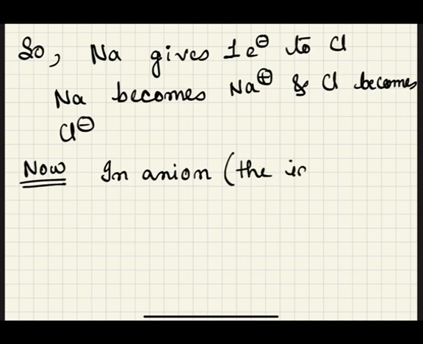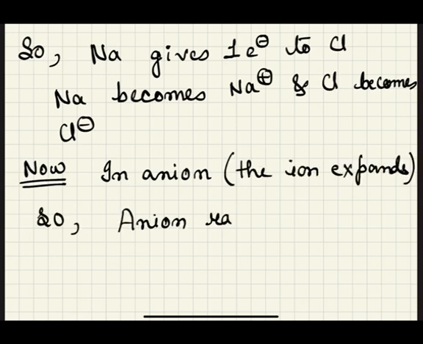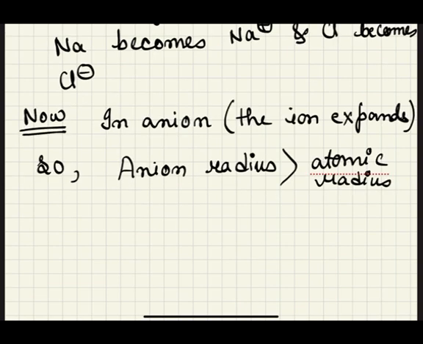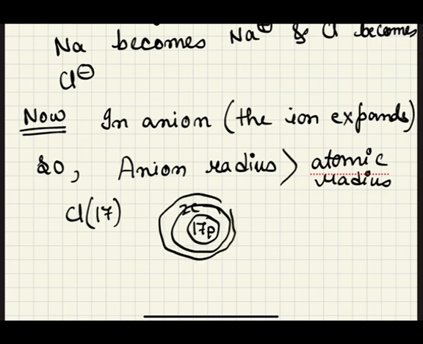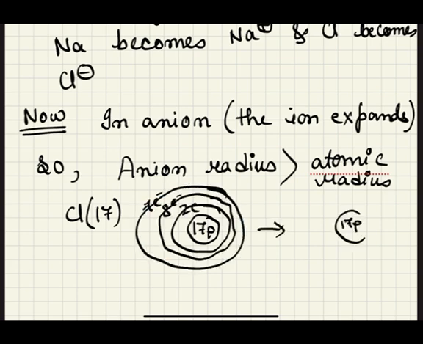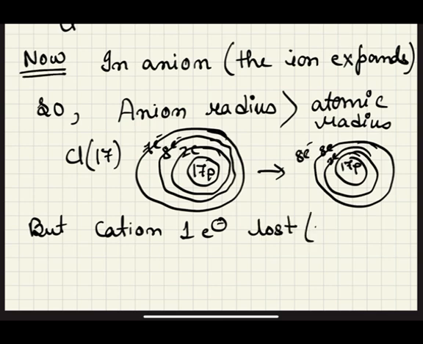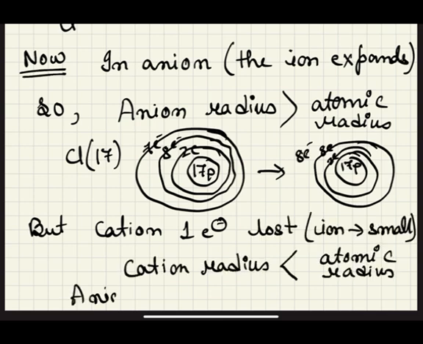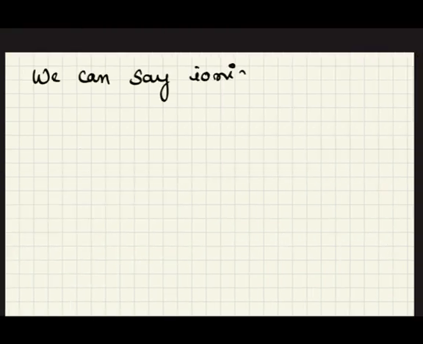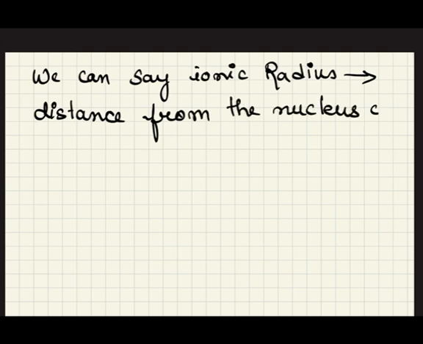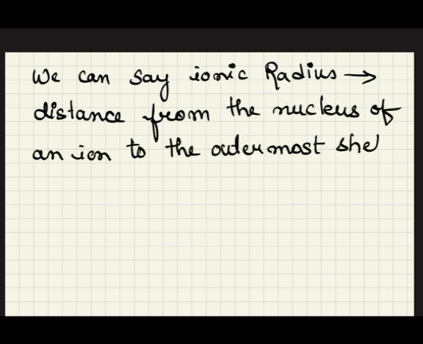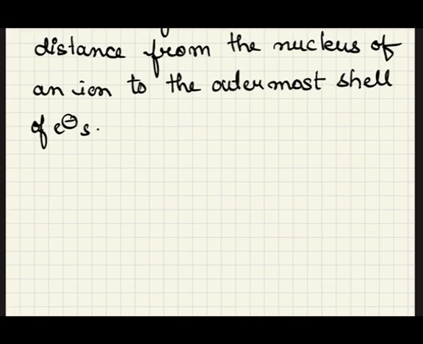Now, in an anion, the ion expands. So, anionic radius is greater than atomic radius. But in a cation, one electron is lost, the ion is very small, so cationic radius is less than atomic radius. So anionic radius is greater than atomic radius, which is greater than cationic radius. We can say ionic radius is the distance from the nucleus of an ion to the outermost shell of electrons.